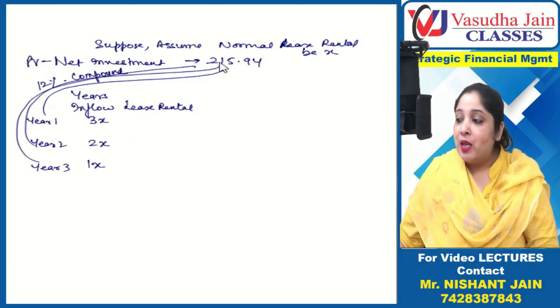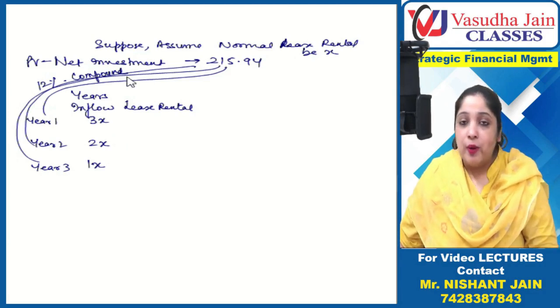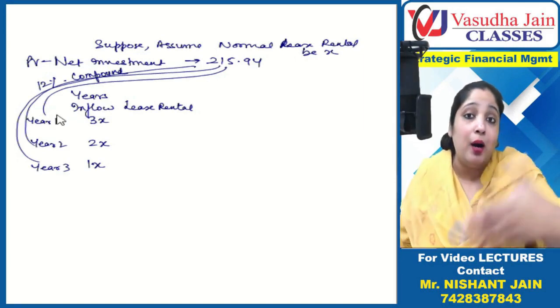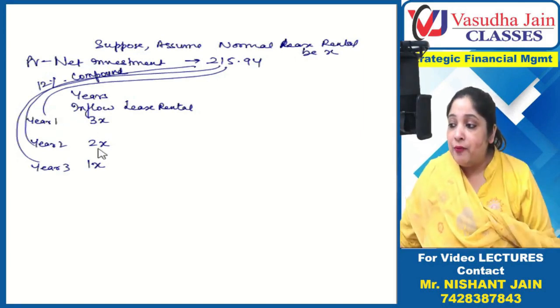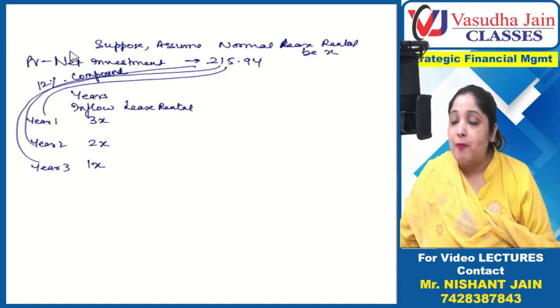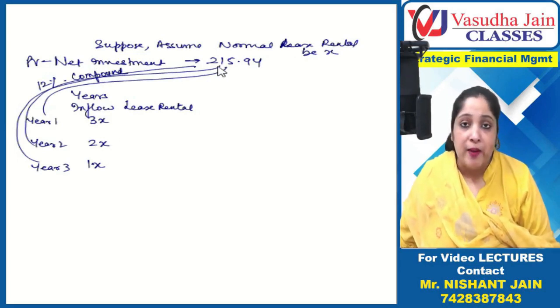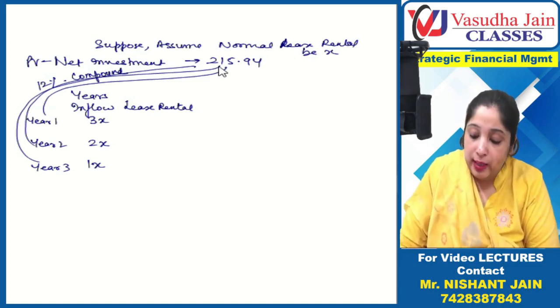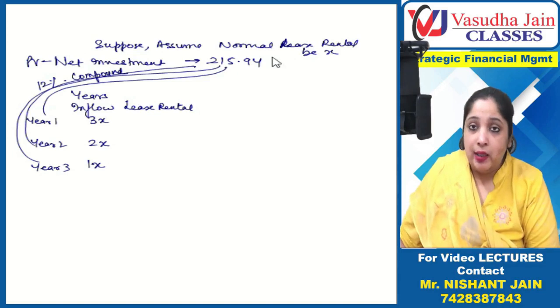What did I just say? You want this amount of 215.94 of your investment to compound at the rate of 12%. You want your money to earn 12%. So whatever these figures are, if I discount them at 12%, it should come to 215.94. Now let me write effectively. Effectively, will the lease company earn this much of inflow?